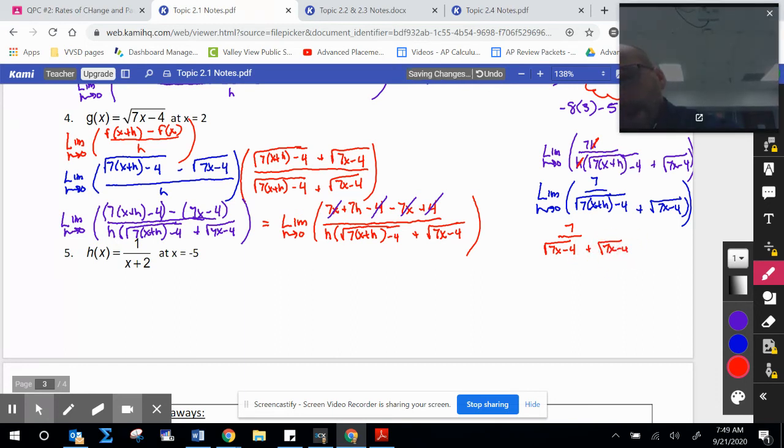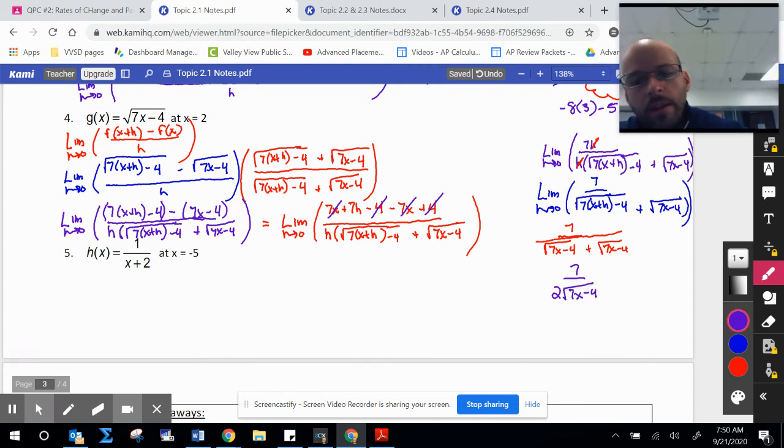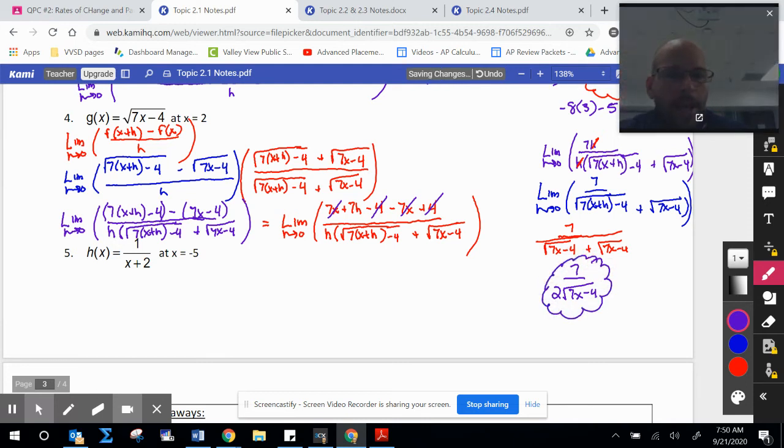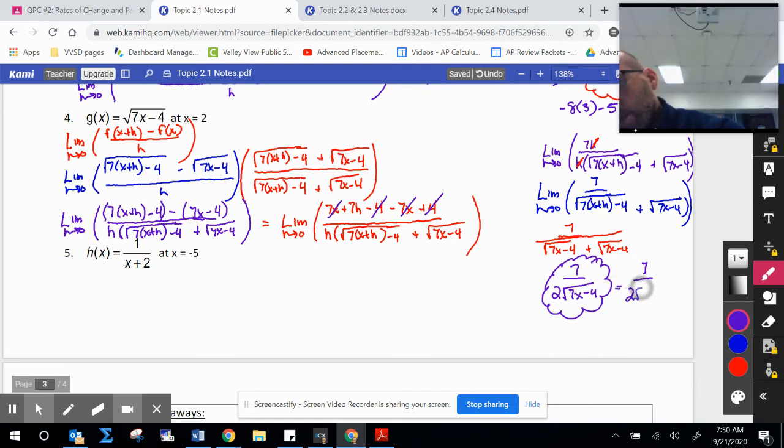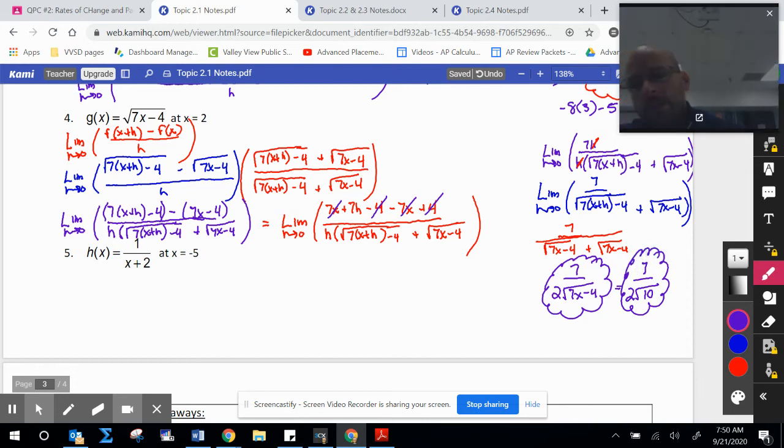Okay? And the way that I would write this, because those are both in the denominator and they're the same radical, is I would call this 7 over 2 times the square root of 7x minus 4, because I have two of them. Now, this would be my derivative, and if you let x equal 2, like you want it to be, I'm going to get 7 over 2 times the square root of 7 times 2, which is 14, minus 4, which is 10. And ladies and gentlemen, I would leave your answer like that. So this is the derivative.